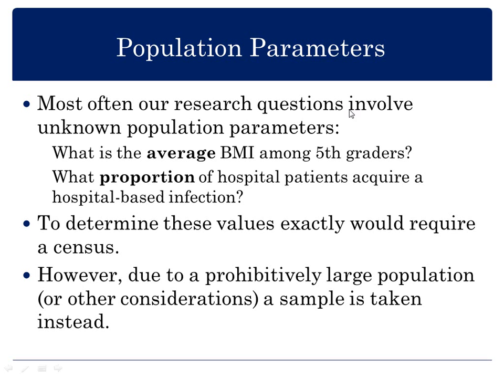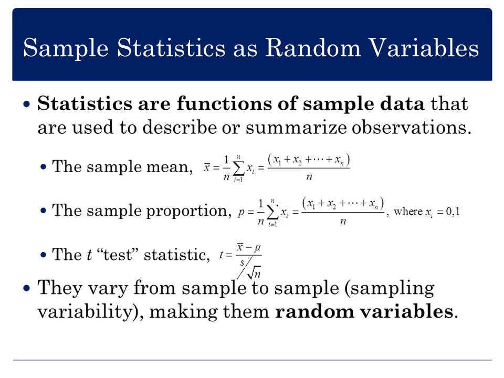So our research questions will involve these parameters. What's the average BMI among fifth graders? What's the proportion of hospital patients that acquire a hospital-based infection? To determine these values exactly, we'd have to look at the entire population, right? We'd have to do a census. But very often, we don't have the money, the time, the ability to look at the entire population, so we take a sample of a certain size that's feasible and try to make inferences about the population.